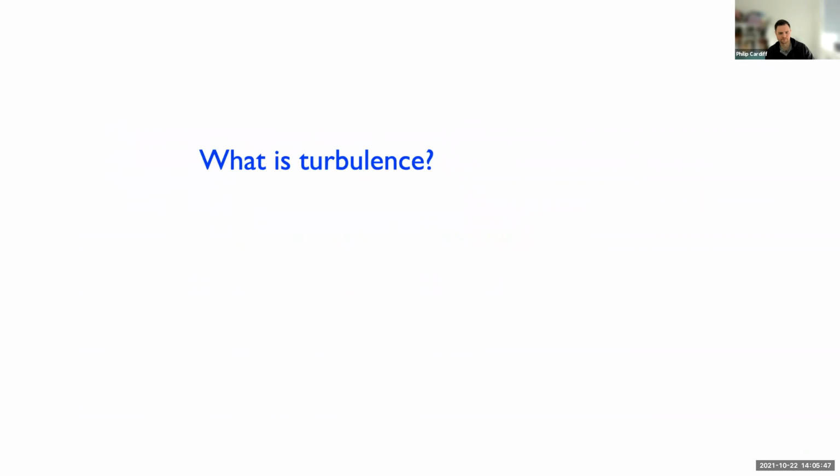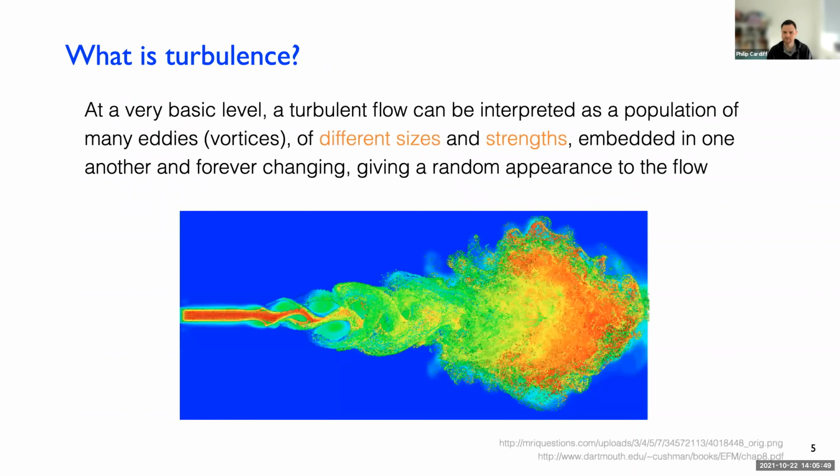So what is turbulence? At the basic level, turbulence can be considered as a population of eddies or vortices. The word eddy or vortex just means a piece of rotating fluid, rotating in one particular direction, whether it's this way or that way. So turbulence is basically a large number of these different eddies or vortices, and they have different strengths and different sizes, and they're often embedded in each other. So you have smaller vortices on the perimeter of bigger vortices.